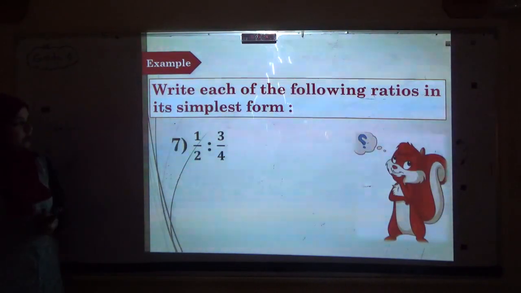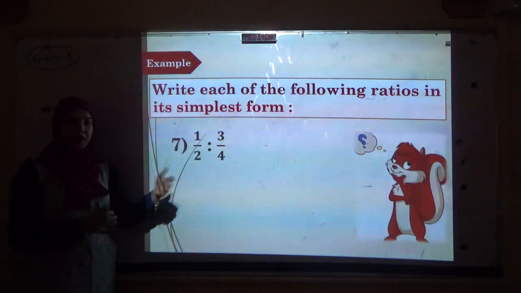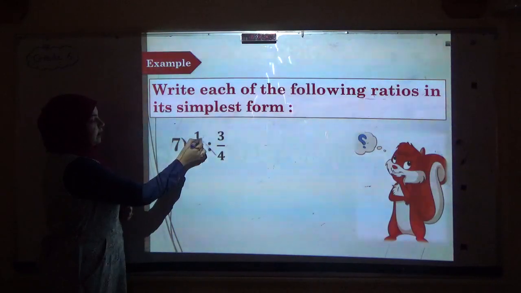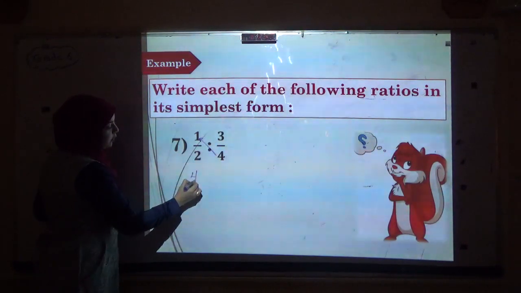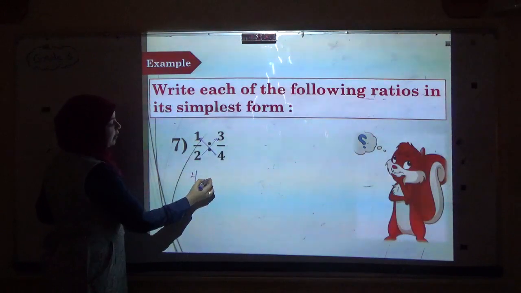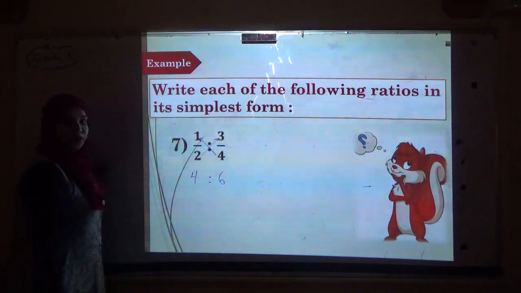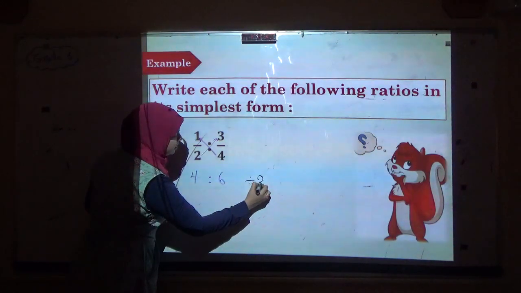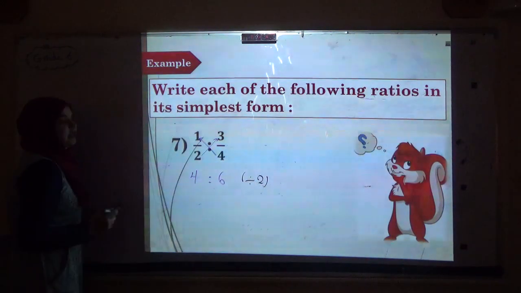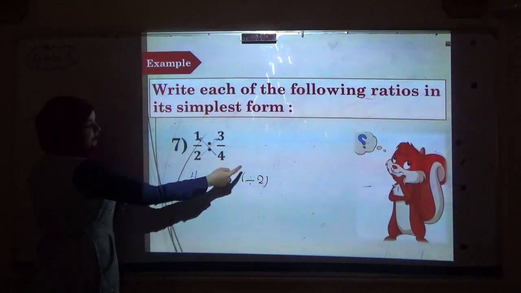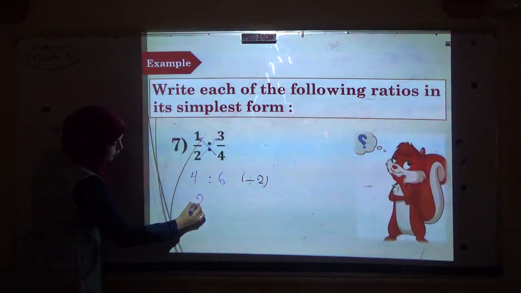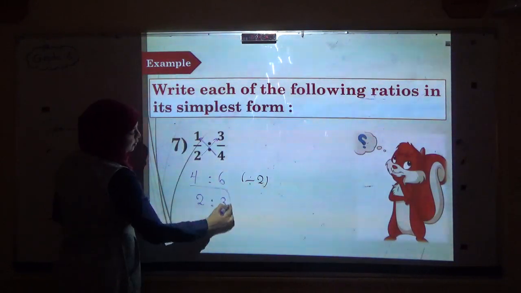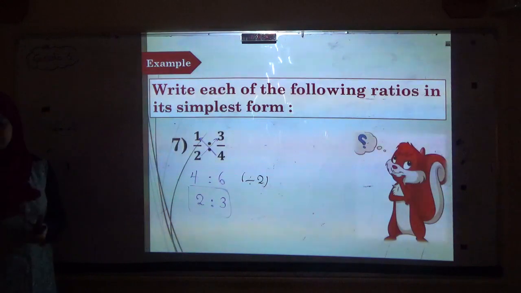Here we have 1 over 2 to 3 over 4. Also we can use cross multiplication. 4 multiplied by 1 equals 4. 2 multiplied by 3 equals 6. But 4 to 6 is not the simplest form of the ratio, so we can divide the two terms by 2, because 4 and 6 are two even numbers. 4 divided by 2 equals 2, and 6 divided by 2 equals 3, and the ratio 2 to 3 is the simplest form.